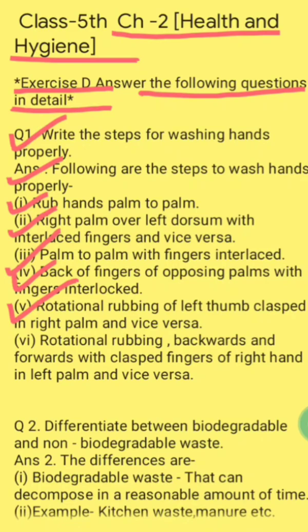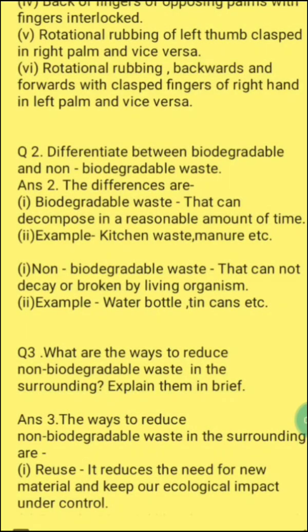Okay. The next step is rotational rubbing backwards and forwards with clasped fingers of right hand in left palm and left hand in right palm. So, students, this is the answer of your question number 1. Question number 2 is differentiate between biodegradable and non-biodegradable waste. In this question you have to write the difference between biodegradable and non-biodegradable waste.